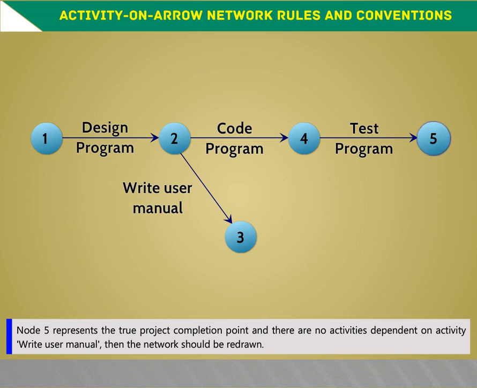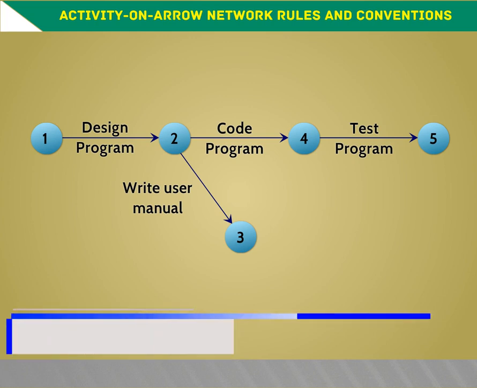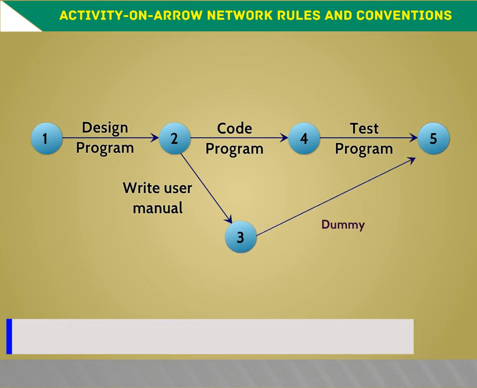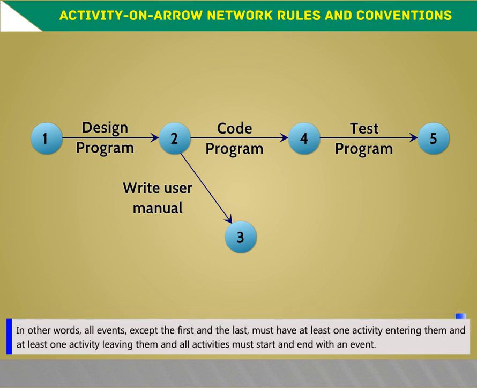Node 5 represents the true project completion point, and there are no activities dependent on activity write user manual. Then the network should be redrawn so that activity write user manual starts at node 2 and terminates at node 5. In practice, we would need to insert a dummy activity between nodes 3 and 5. In other words, all events except the first and the last must have at least one activity entering them and at least one activity leaving them, and all activities must start and end with an event.